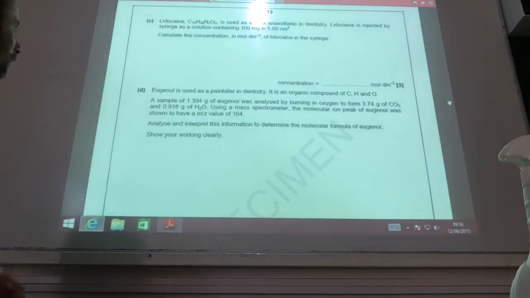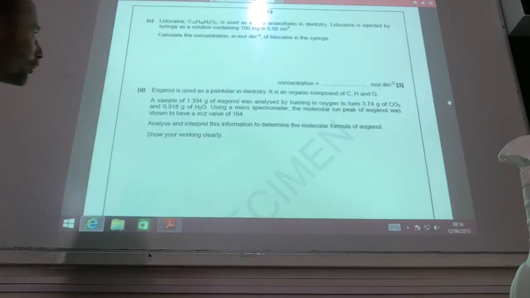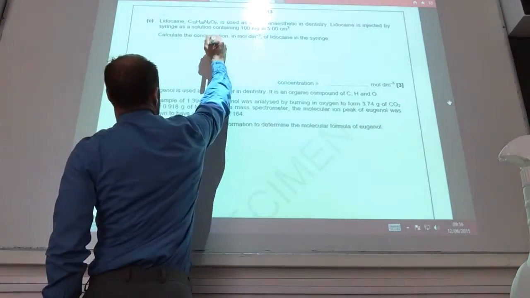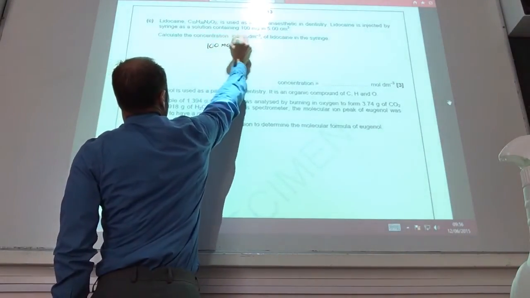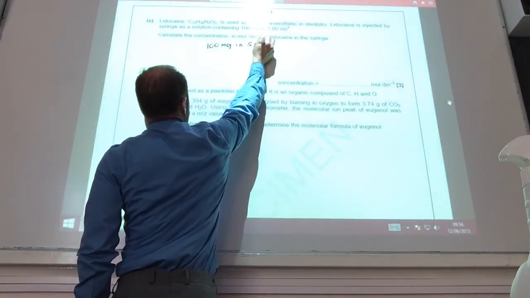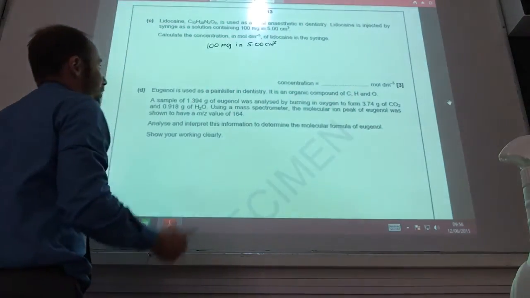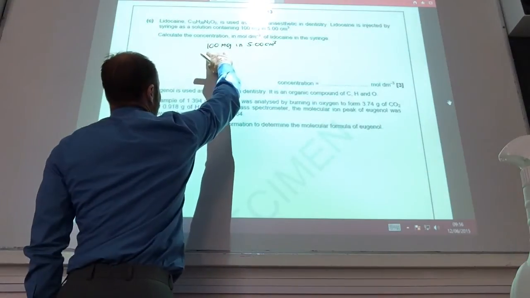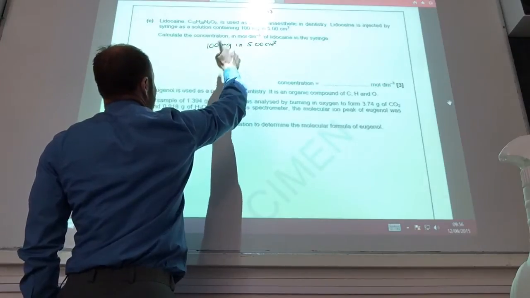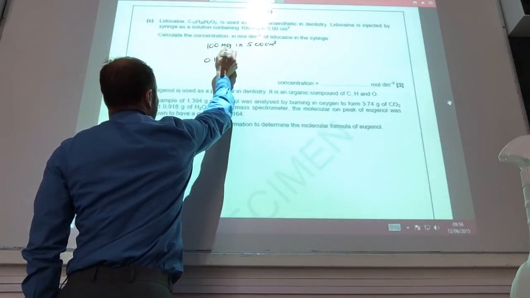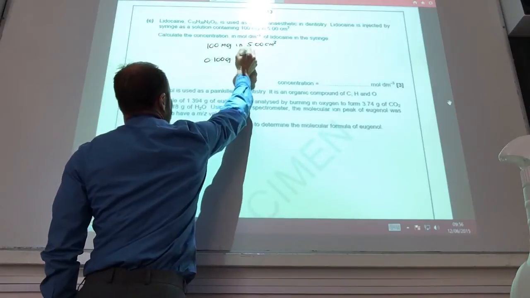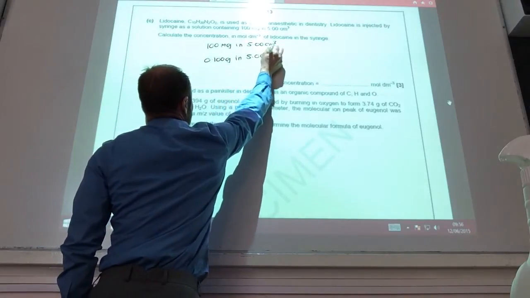Okie dokie, on to part C. I've got local anesthetic here, being injected, contains that. This is one of the medics. What's its concentration? Okay, so I've got 100 milligrams in 5 centimeters cubed, and I need its concentration in moles per decimeter cubed. First thing I would do is convert this into grams. Milligrams into grams, you divide by 1,000 to give you 0.100 grams in 5 centimeters cubed.